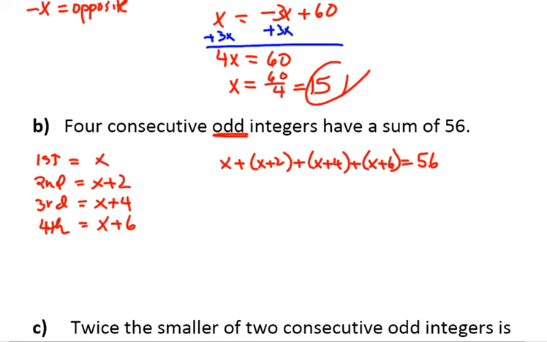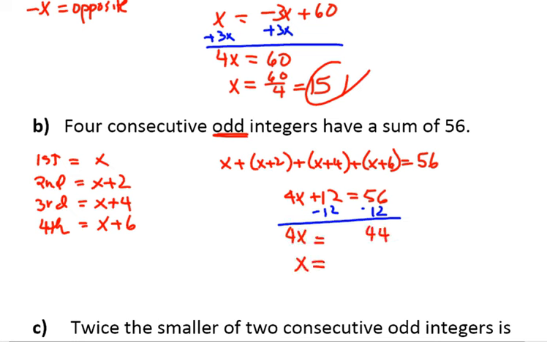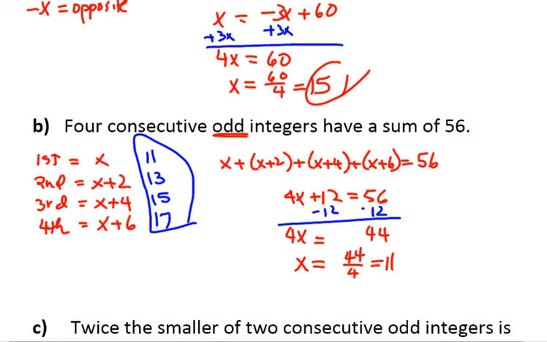And I don't need the parentheses really, so I'm going to add up my x's, so it gives me 4 x's, and then 2 and 4 is 6, plus 6 is 12, is 56. So to solve it, I'm going to subtract the 12 from both sides and get 4x is equal to 44, and divide by 4 and get 44 divided by 4, which is 11. So my first number, x, is 11, then 11 plus 2 is 13, 11 plus 4 is 15, and 11 plus 6 is 17. And those are going to be my answers there.